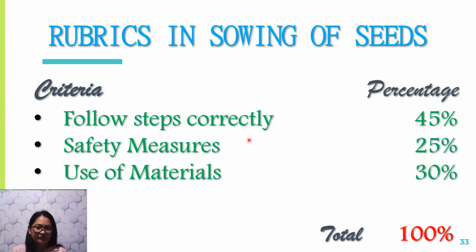You have to follow these rubrics in sowing of seeds. The criteria are: number 1, follow steps correctly. It is equivalent to 45%. Number 2, you have to practice the safety measures, which is equivalent to 25%. And you have to use the right materials, which is equivalent to 30%. So that is a total of 100%.